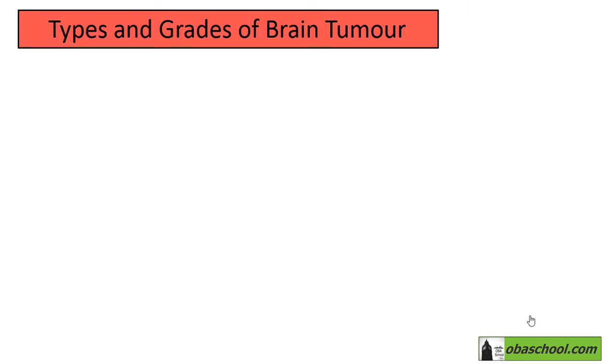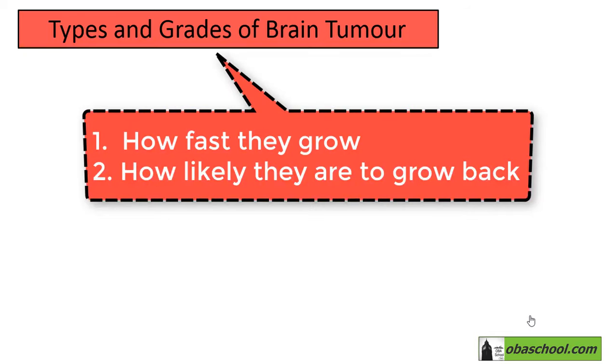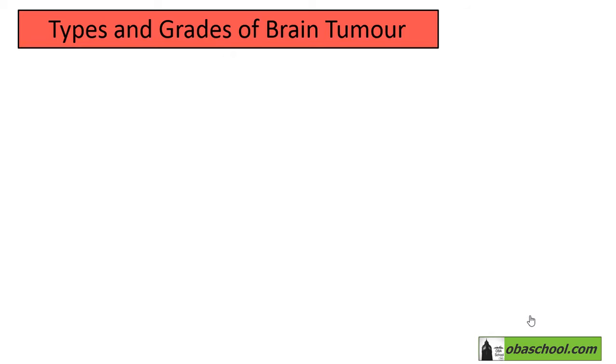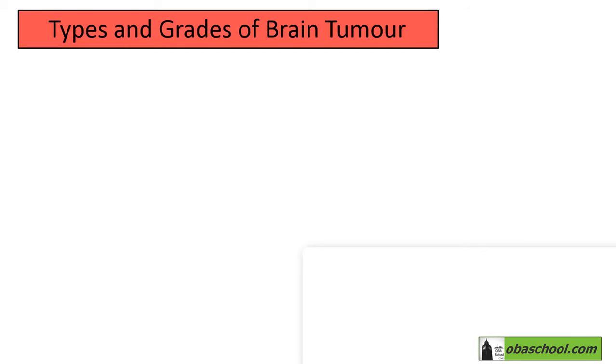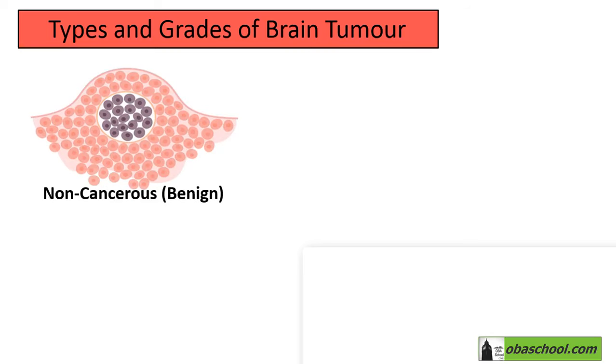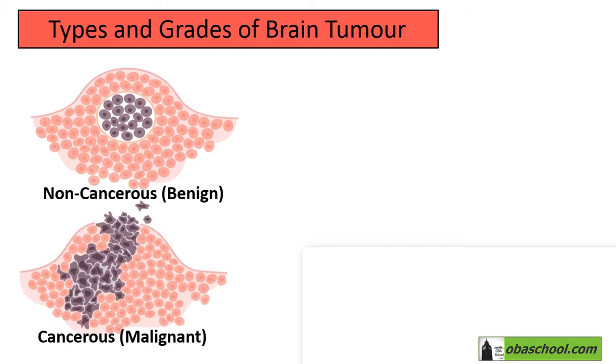Moving to the types and grades of brain tumor. Brain tumors are graded according to how fast they grow and how likely they are to grow back. Also, it's important to know that not all tumors are cancerous. So, a brain tumor can be one of two types. It can be benign, also called non-cancerous, or it can be malignant, also called cancerous.